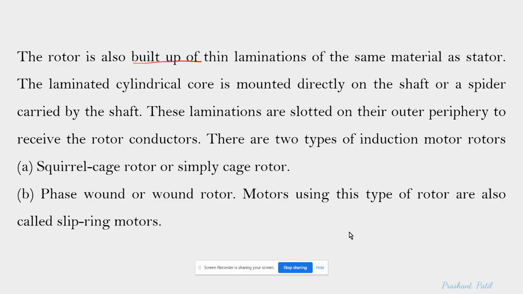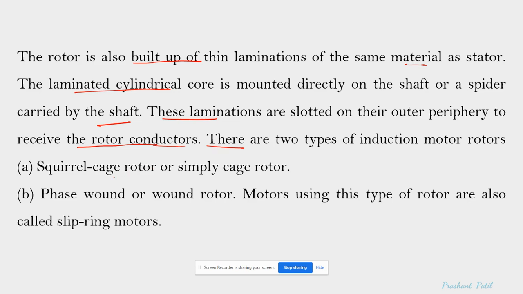The second part is rotor. Rotor is also built up of thin laminations of the same material as the stator, that is magnetic material, silicon steel laminations. The laminated cylindrical core is mounted directly on the shaft or a spider carried by the shaft. These laminations are slotted on their outer periphery to receive the rotor conductors. One difference between stator and rotor is that the stator has slots at the inner periphery, and the rotor has slots at the outer periphery, and these slots will carry rotor conductors.